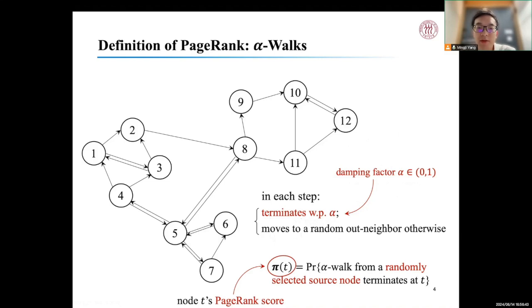So next, we define the PageRank score of node t, denoted by pi t here, as the probability that an alpha walk from a uniformly randomly selected source node in the graph terminates at exactly the node t. As an example, here is a possible outcome of sampling a source node uniformly at random and performing an alpha walk from it, which terminates at node 8. As you can see, alpha walks can be understood as a type of short random walks on the graph, since its expected length is 1 over alpha. And in this work, we will consider alpha to be a constant. Also, to ensure that alpha walks are well defined on the graph, we will assume that each node on the graph has a non-zero out degree.